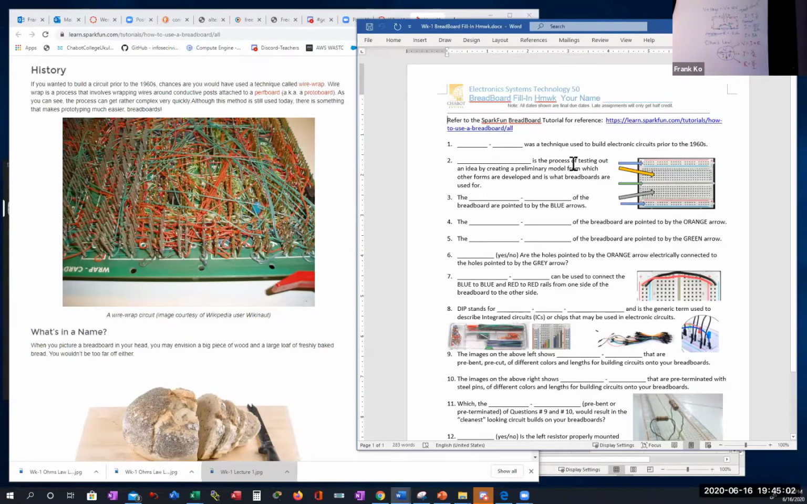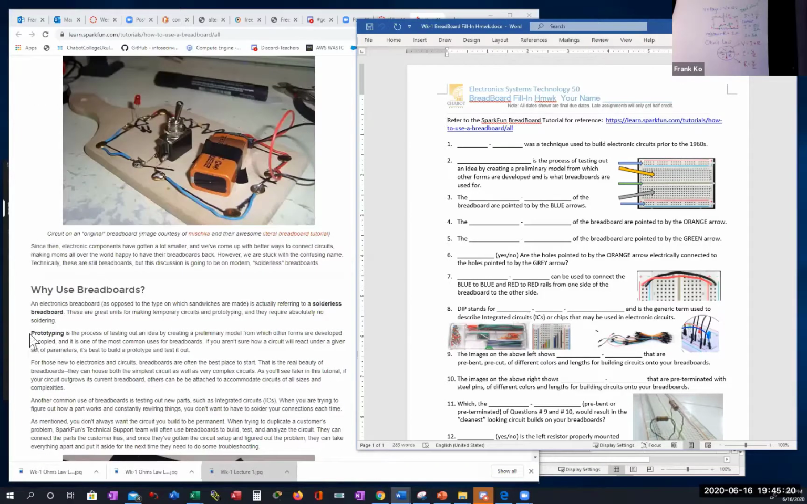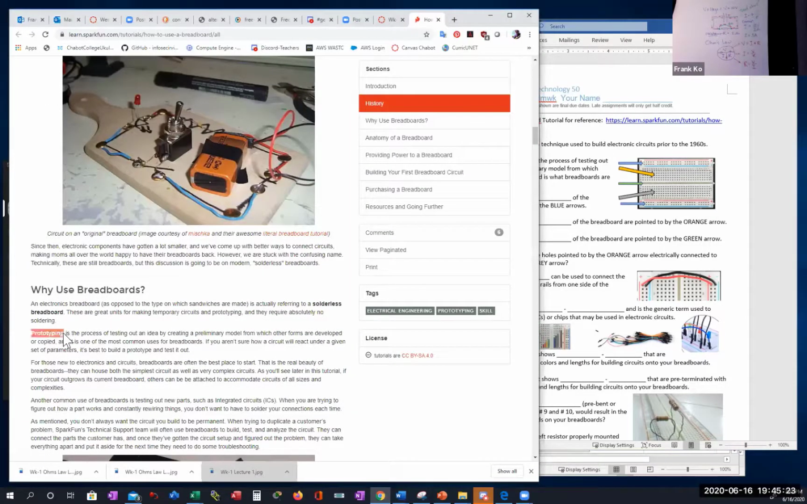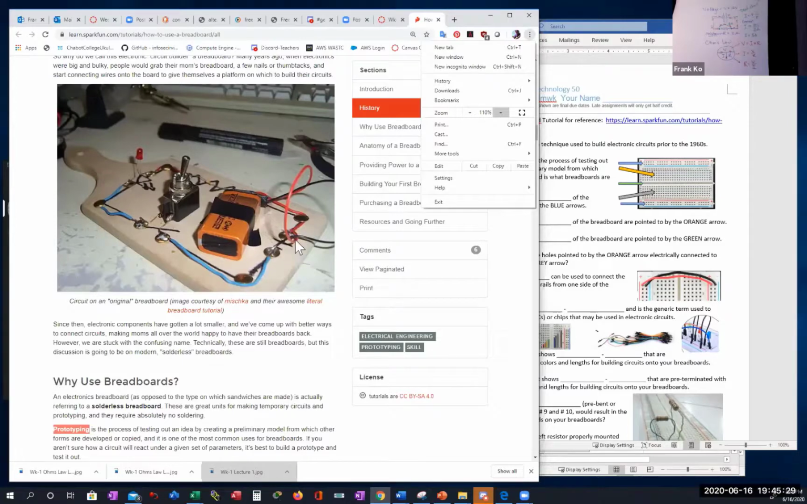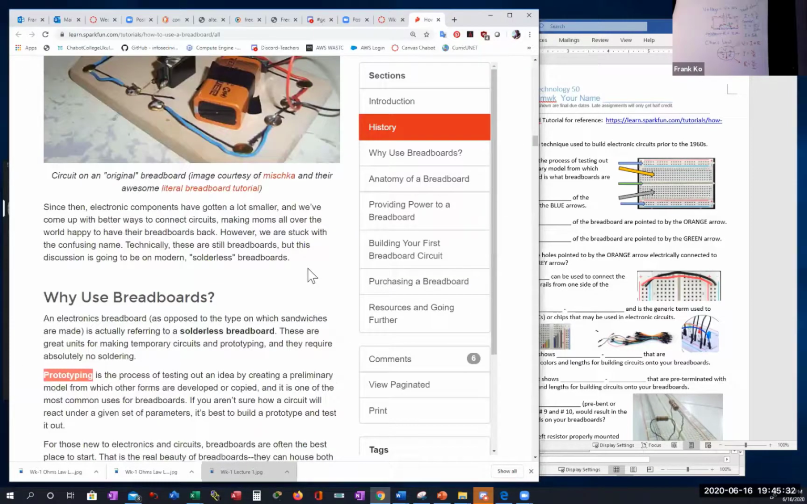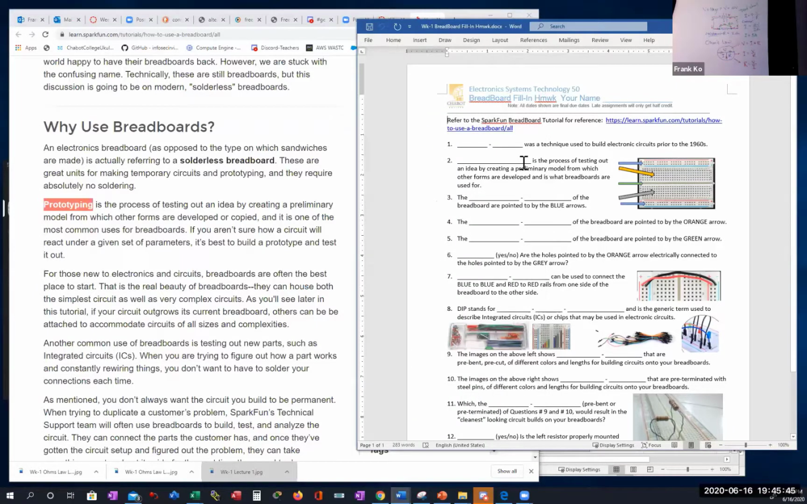Blank is the process of testing out an idea by creating a preliminary model from which other forms are developed and is what breadboards are used for. Wow. Well, let's take a look. If I go down a little further, what's in the name? There's a breadboard, breadboard, breadboard. And right here, boldface type. If you read this sentence, and let me magnify this so you can see this a little bigger. All right. You see this a little bigger? In the same boldface type: blank is the process of testing out an idea by creating a preliminary model from which, wow, what do you think you're going to fill in question number two with?